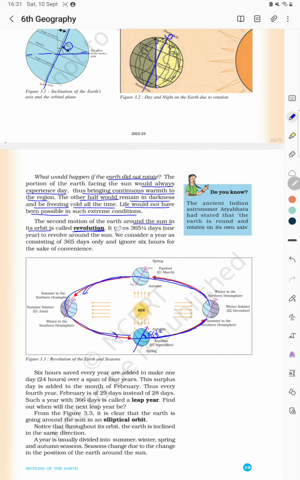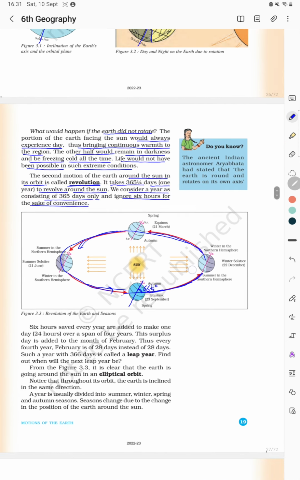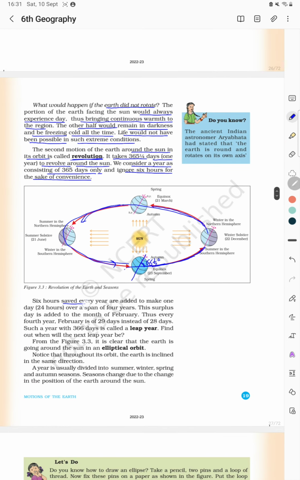Okay, earth takes 365 1/4 days, means 365 days and 6 hours to complete one revolution around the sun. So we consider this period as a year. Generally we take 365 days a year only and ignore 6 hours for the sake of convenience. So these 6 hours saved every year are added to make one day, that is 24 hours, over a period of 4 years. So we consider a year of 365 days only.